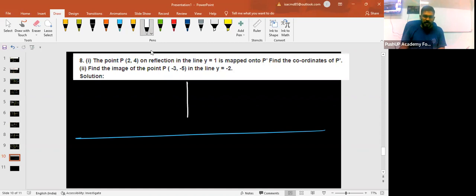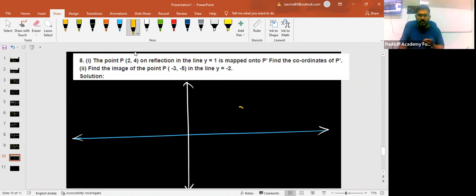Let me just verify it. The point is what? 2 comma 4. Sachin, how much did you get? -2, 4. Wrong answer. The point is what? P is 2 comma 4, right? Somewhere over here.